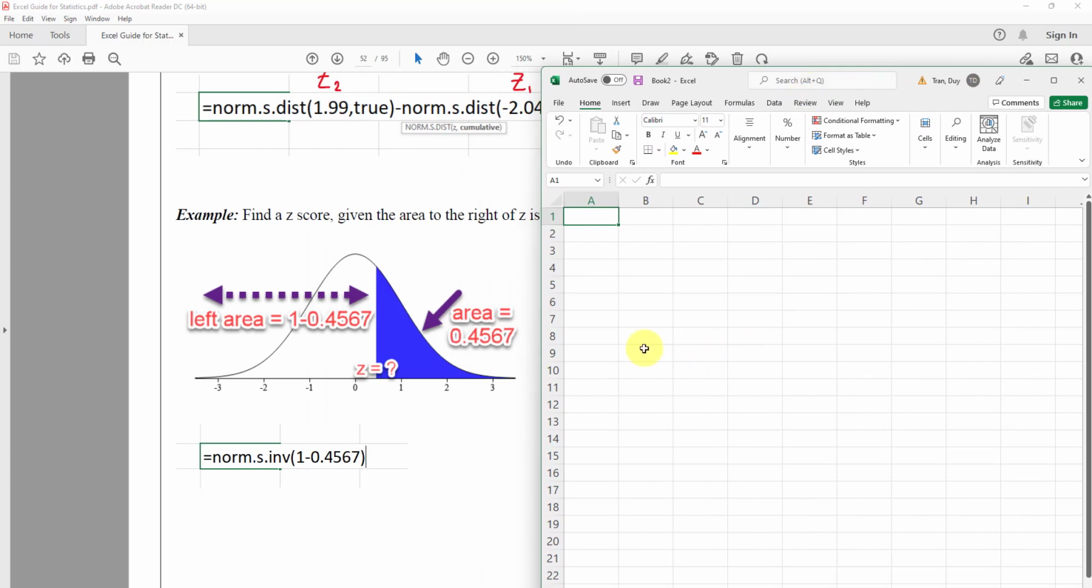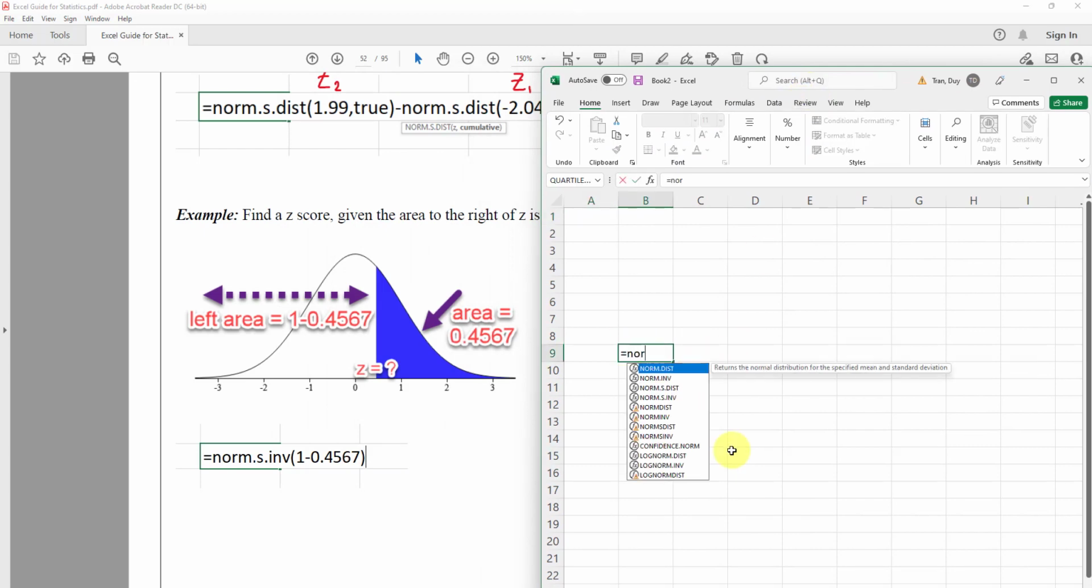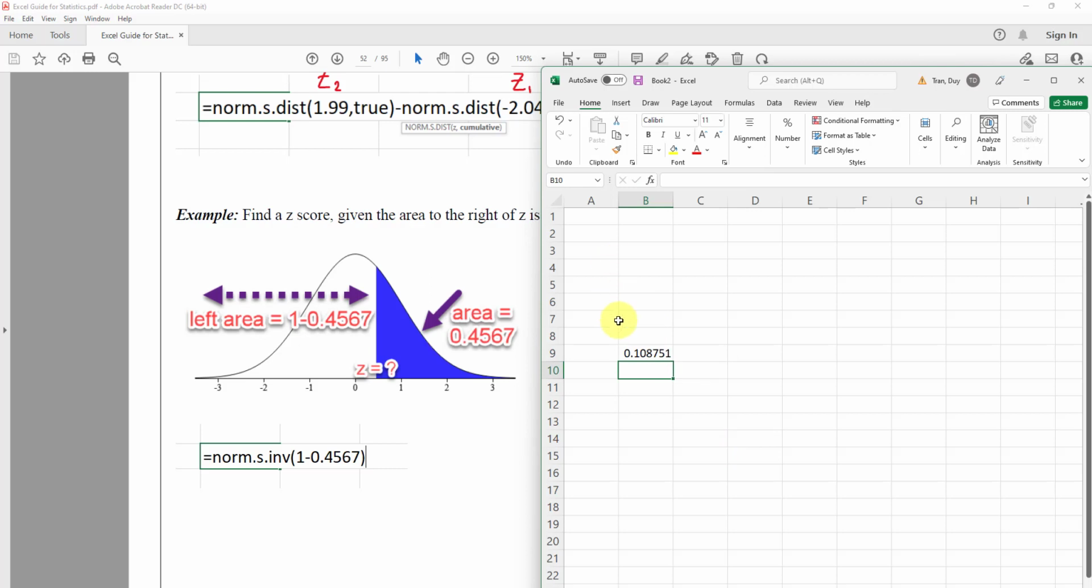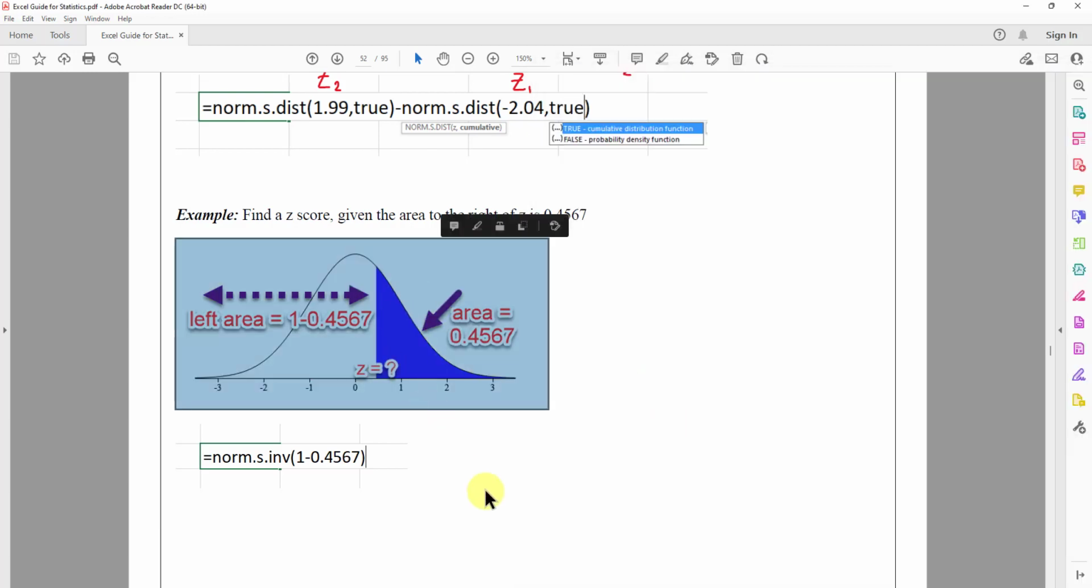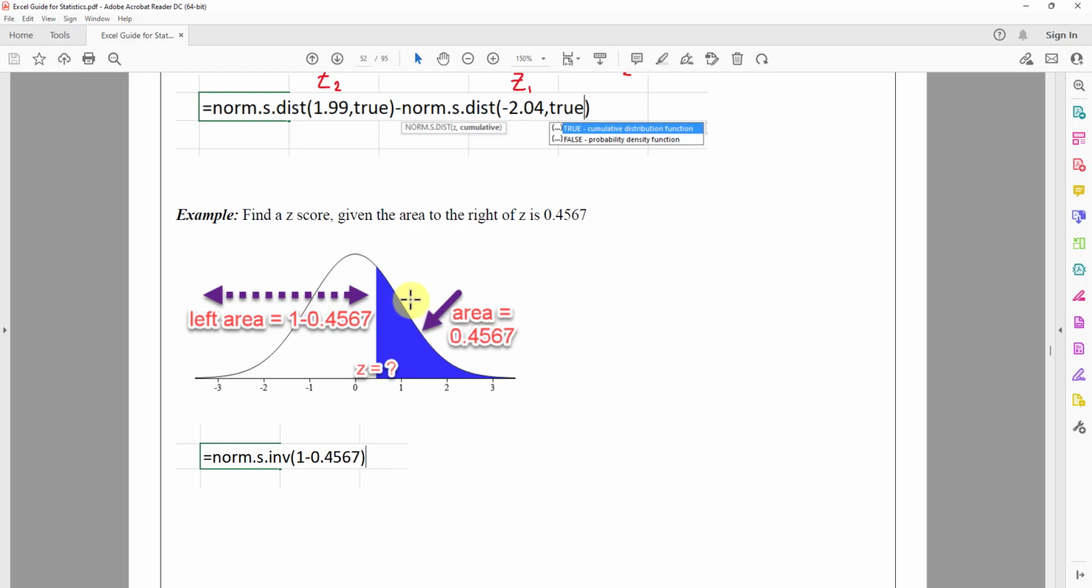So we can try it quickly here. Equal norm.s.inv, and 1 minus 0.4567, and that will give me 0.108751, and that should be the z-score for this given area to the right of that particular z-score.